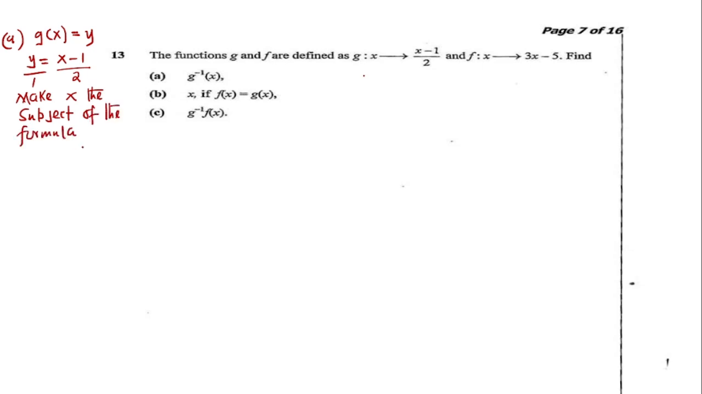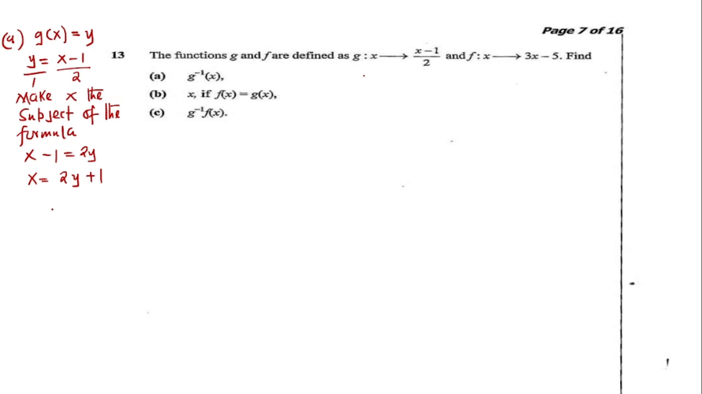To make x the subject of the formula, we are going to cross multiply. So 1 multiplied by x minus 1 will be x minus 1, equal to 2 multiplied by y, that will be 2y. When the 1 crosses the equal sign, it changes its sign. It will be 2y plus 1.